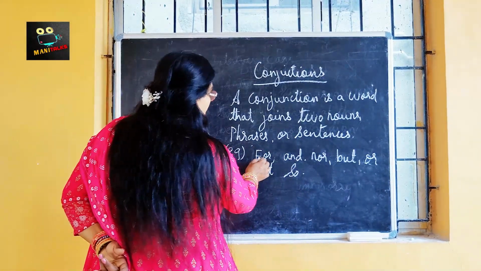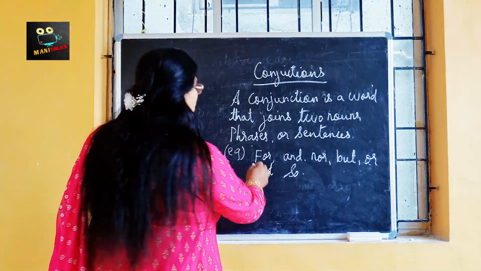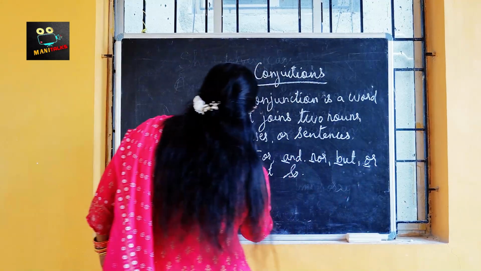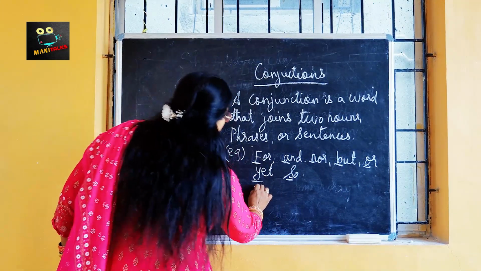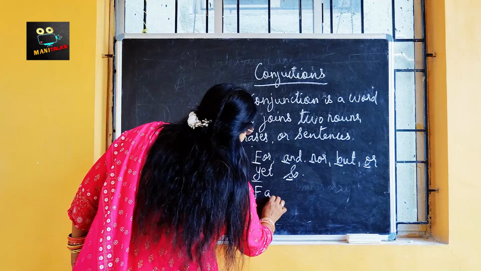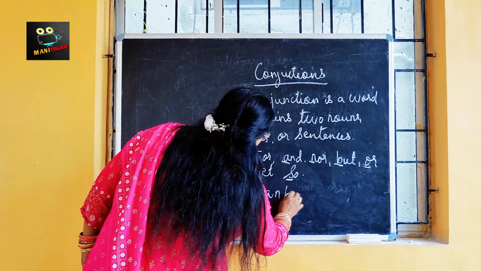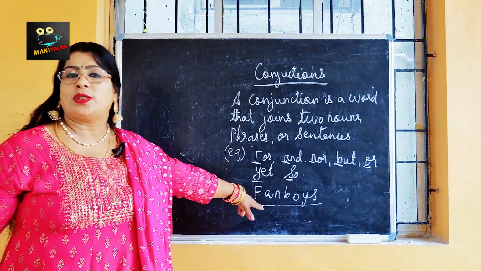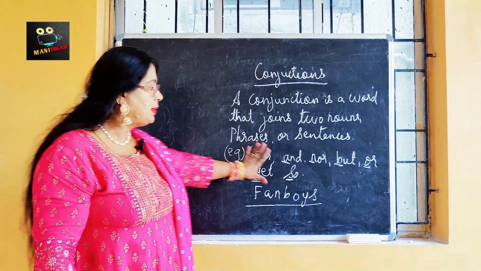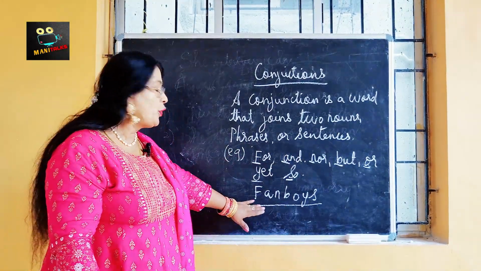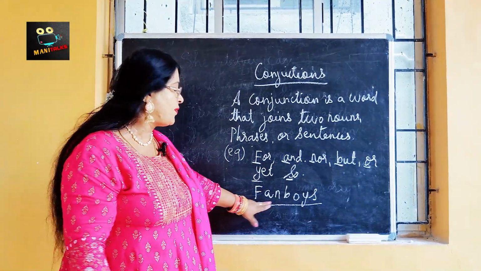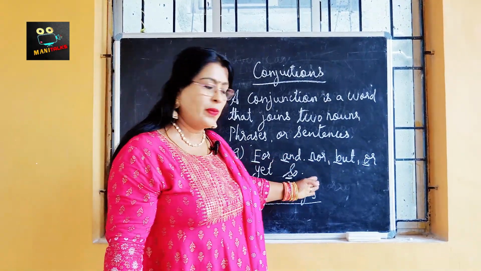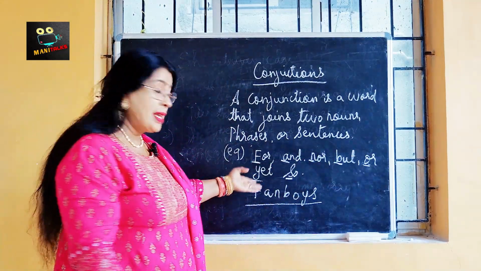If you just want to remember this, we can just add F, A, N, B, O, Y, S. When you join all this, F, A, N, B, O, Y, S, it becomes FANBOYS. So we have these as conjunctions for us. So that you don't forget, we can form it as FANBOYS, so that you know where to use your for, and, nor, but, or, yet, so.